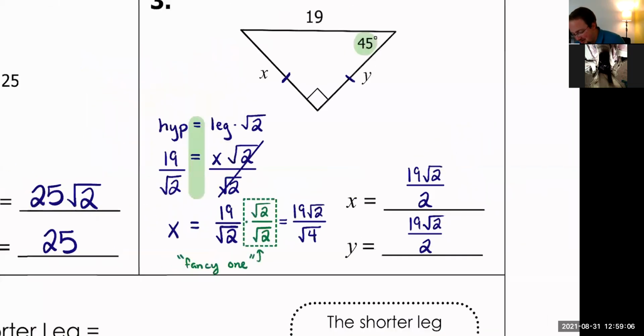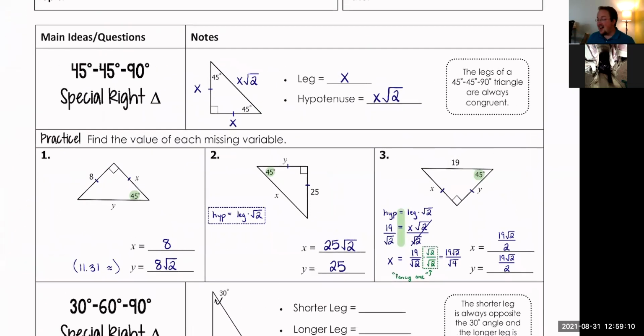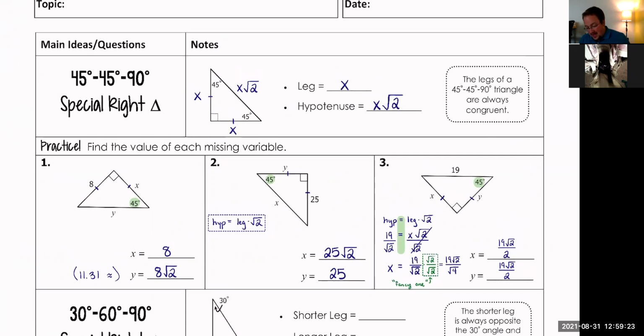Good job keeping me honest, though. So if you have one of the legs, that's the easier case on those. If you have the hypotenuse, it is going to be one of those little weird situations, but I think we can work through it. We're going to have plenty of practice today. So that is 45, 45, 90 right triangles. Both legs are congruent. The hypotenuse is just square root of 2 times your leg.